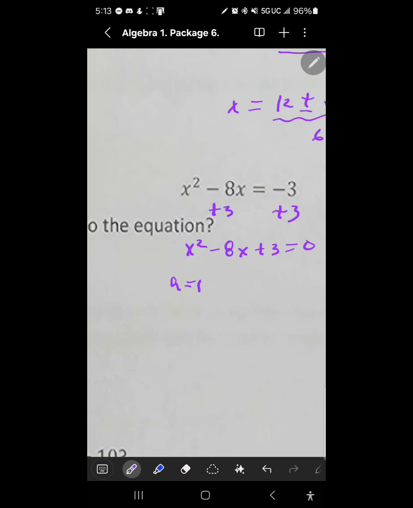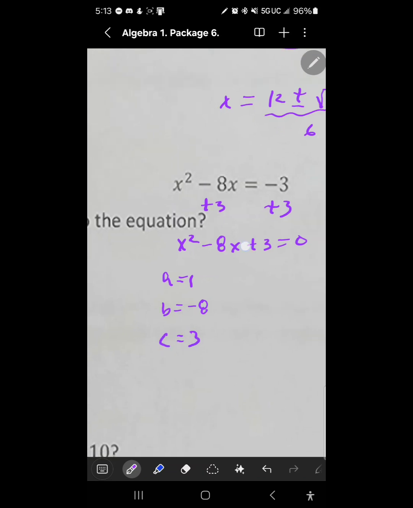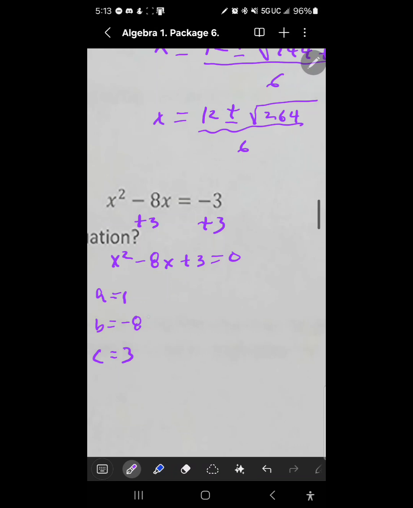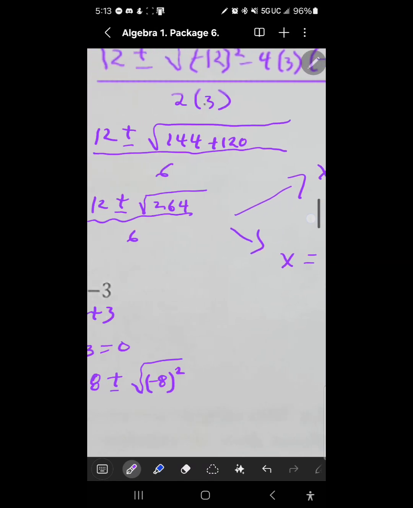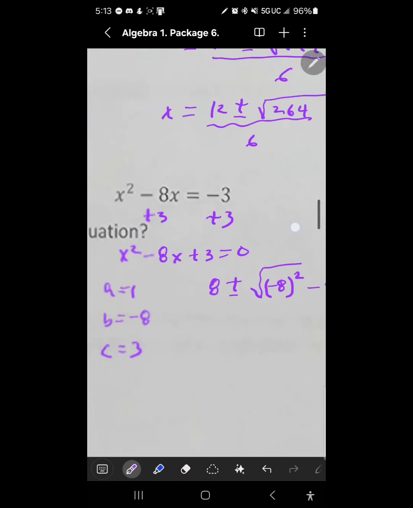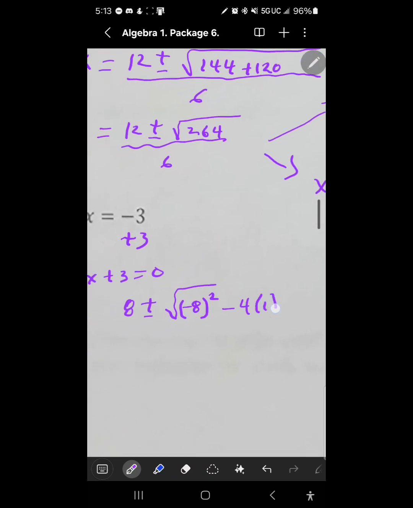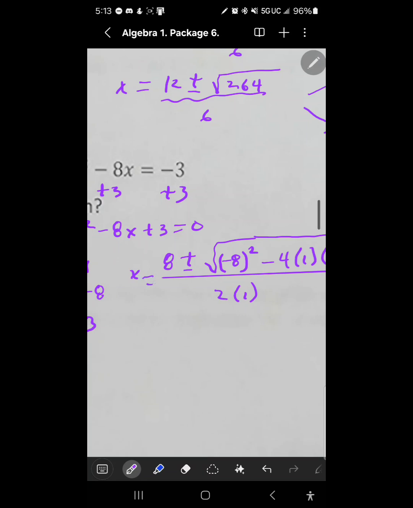A will be equal to 1 since we don't have any value in front of x squared. B is negative 8, and C is 3. So we substitute our values, it will be minus minus, so 8 plus or minus the square root of negative 8 squared minus 4 times 1 times 3, over 2 times A, which is going to be 1, and this is x equal.